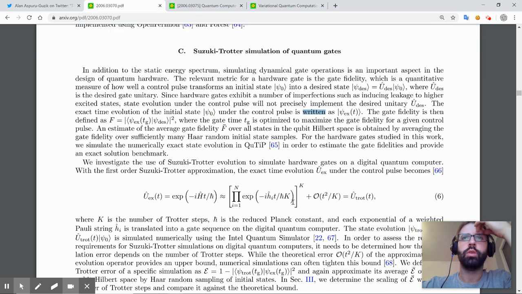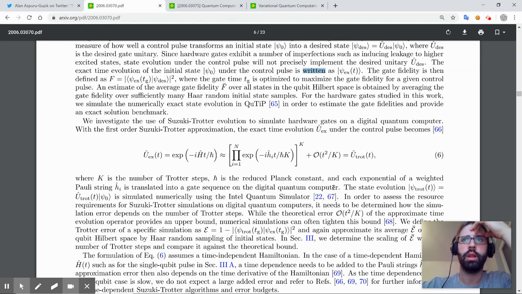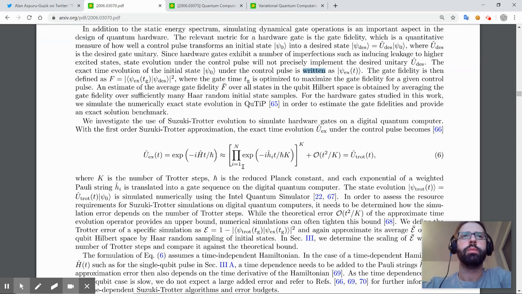We investigate the use of Suzuki Trotter evolution to simulate hardware gates on a digital quantum computer. With the first order Suzuki Trotter approximation, the exact time evolution under the control pulse becomes, okay, whatever that means. So it's the composition of something, where k is the number of Trotter steps, and this is the reduced Planck constant, and each exponential of a weighted Pauli string, which is translated into the gate sequence on the digital quantum computer. Okay, I think all that is saying is that you somehow make an approximation, kind of having the sort of gates and mixers, I guess.